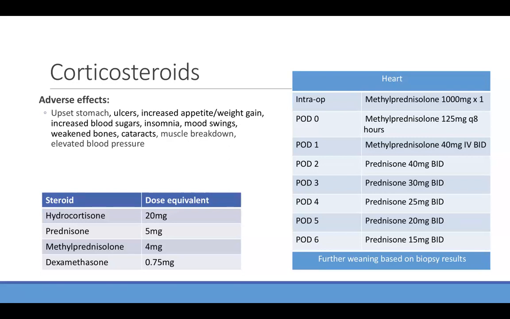So we start with 1 gram intraoperatively, and then we move on to the 125 Q8, followed by 40 IV BID, and so on and so forth until we reach prednisone 15 milligrams BID, and then further weaning is based off of those biopsy results.